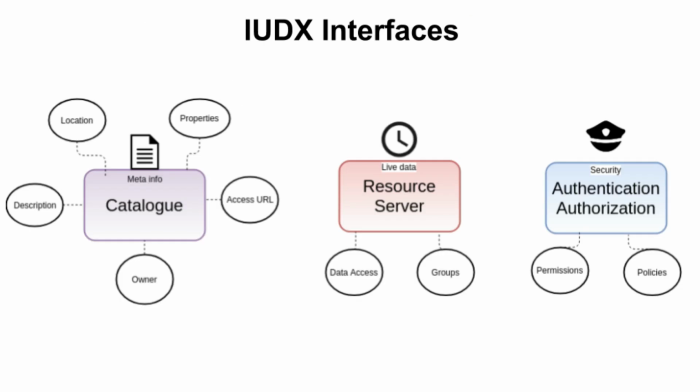A catalog interface used for search and discovery of resources within a city. A resource interface used for obtaining data from a particular resource in a city. An authentication interface used for obtaining an authentication token for accessing secure datasets of a resource. Let me explain in detail about these three interfaces available in IUDX.